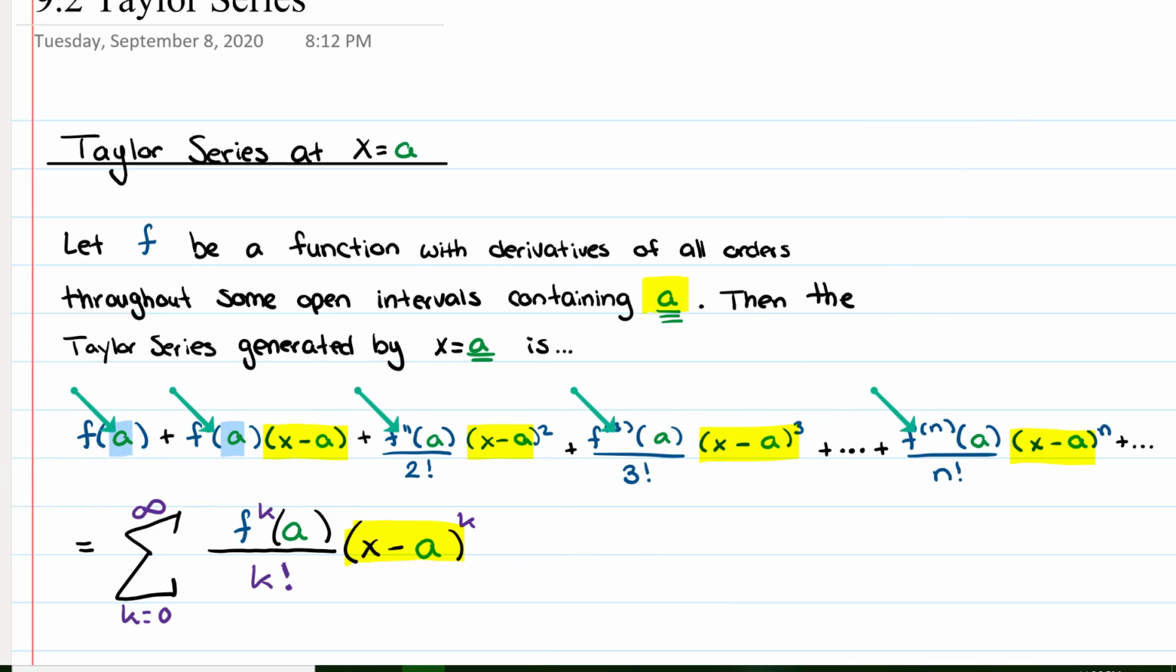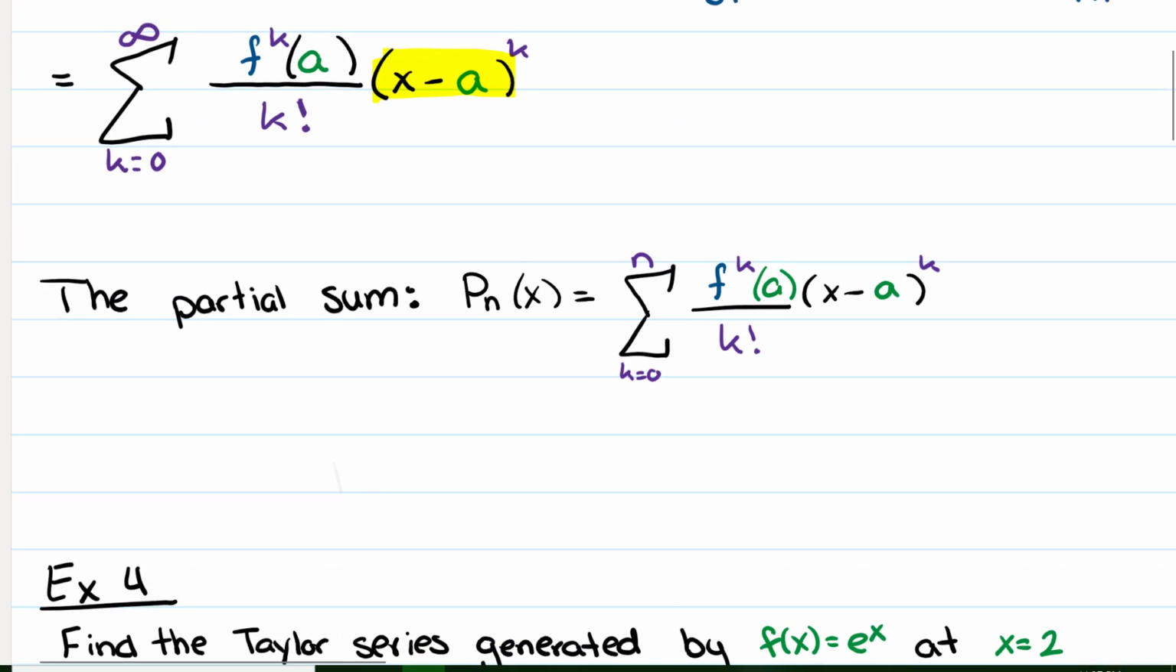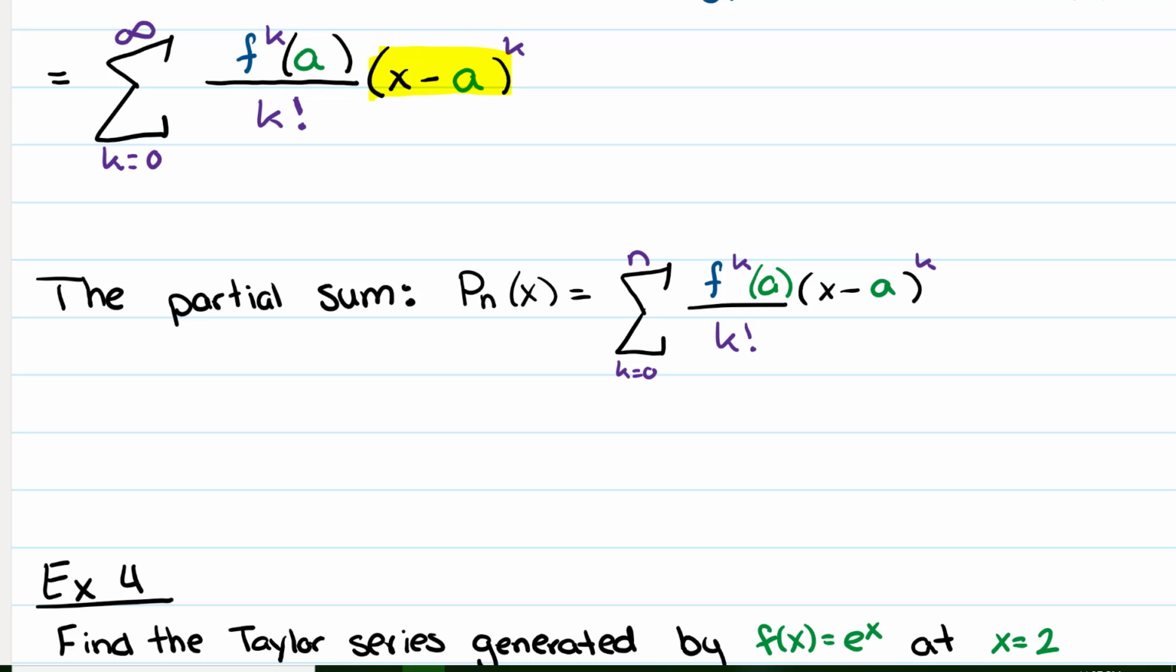And instead of f of 0, it's f prime of a. That's really the only difference. So the partial sum, instead of going to infinity, would be from k equals 0 to a specific n value.